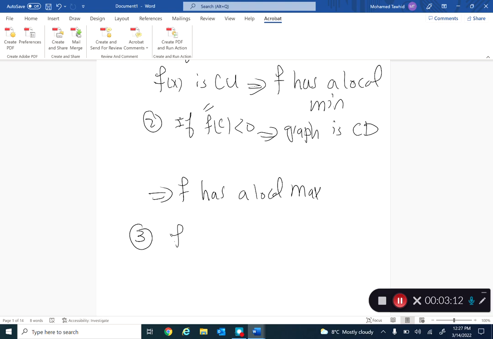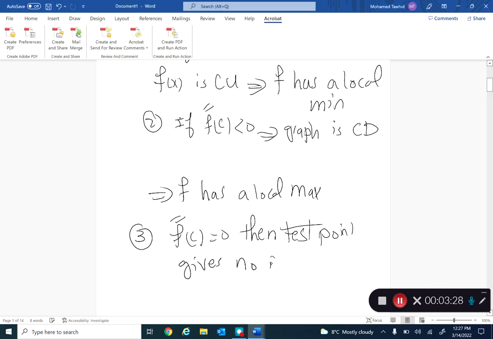Case number 3: if f double prime of c equals 0, then the test gives no information. No information means we are not able to say there is a minimum or a maximum, which means I have to use different tests.